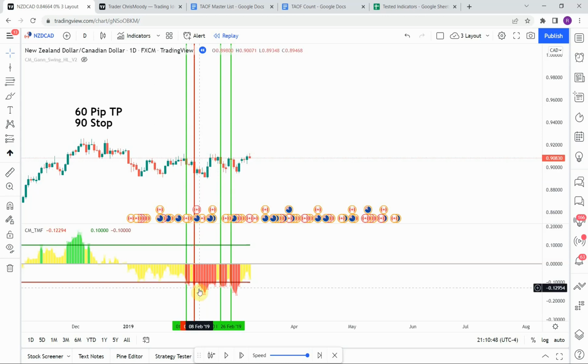Then we pick up another signal actually right here on this big bar. So on this bar, we would close this trade right here for a take profit. Then we would have entered into this one right here.